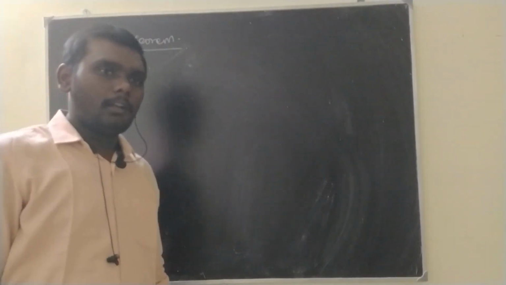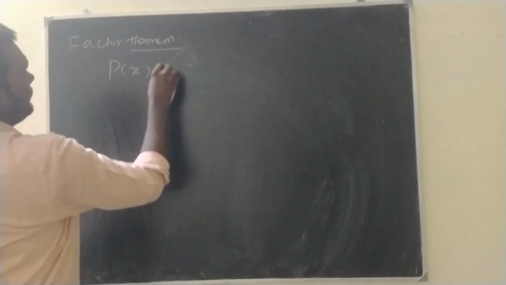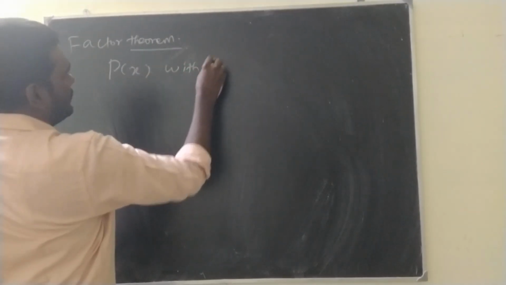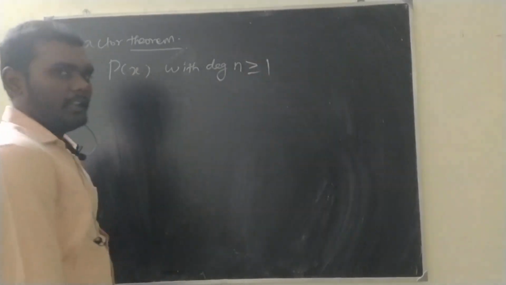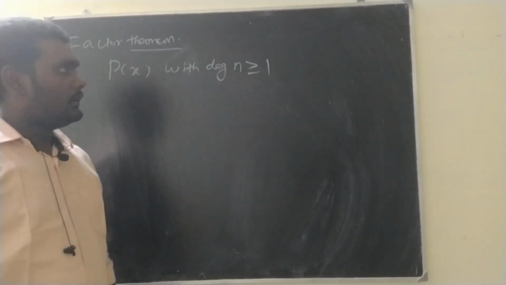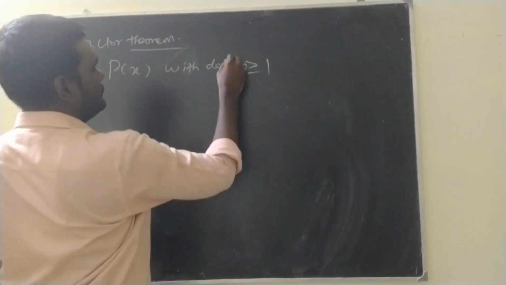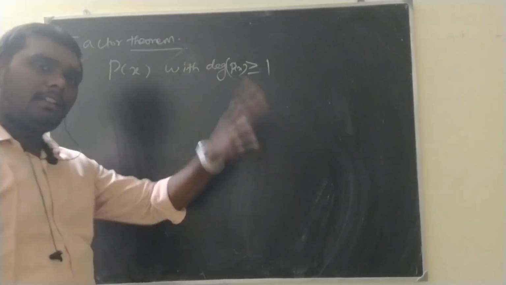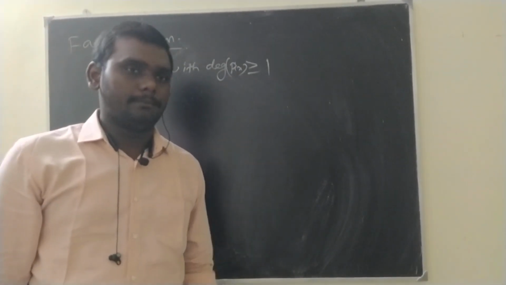Consider a polynomial p of x with the degree n greater than or equal to 1. Degree of p of x is greater than or equal to 1. That means the polynomial's degree starts from 1.